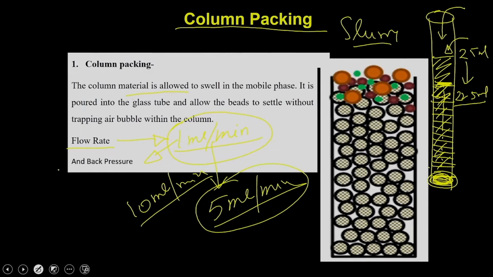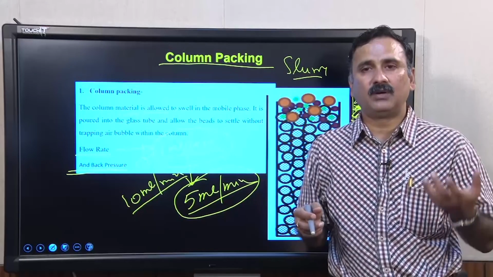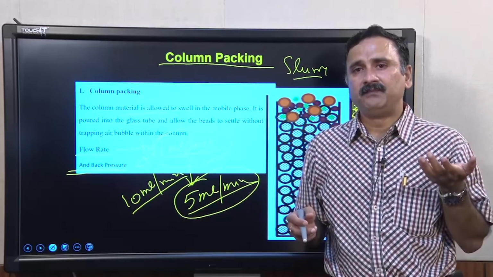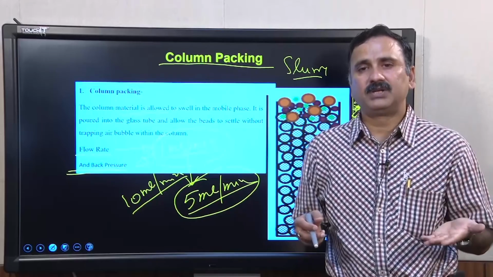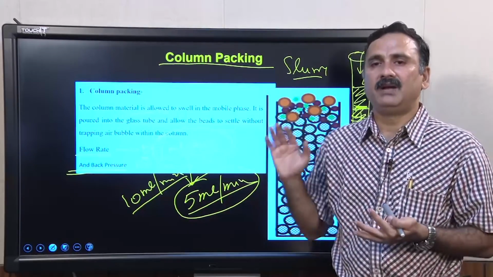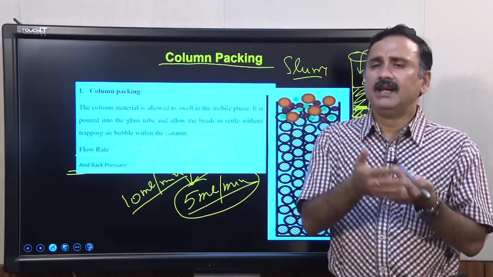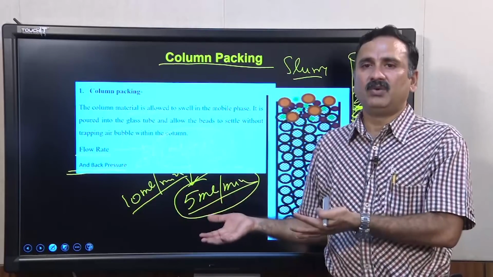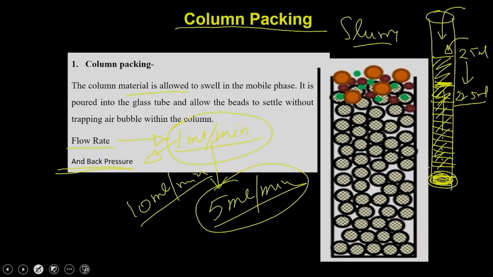Apart from that, you also have to consider what kind of back pressure you are interested in, because if you are using low pressure or medium pressure chromatography systems, you cannot pack the column at a very high flow rate, otherwise that particular column will not be usable by your chromatography system. So, that is also another parameter you have to consider.